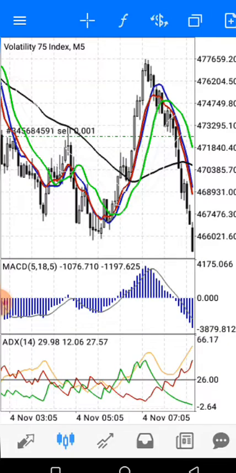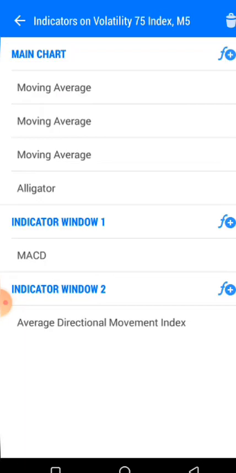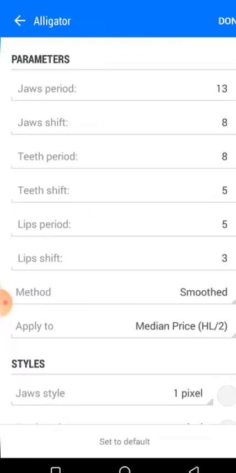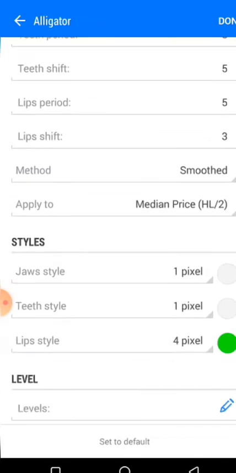So the alligator that I forgot to show you yesterday, these are the settings. Use the default settings. If you check the default settings, it will look exactly like this. You don't need to change anything there. The only thing you need to change is the style. For the jaw, use 1 pixel.